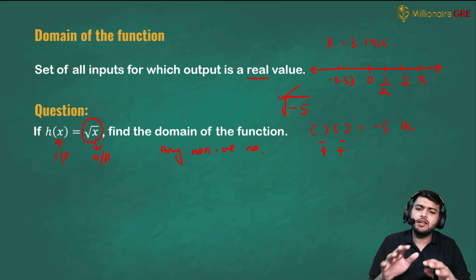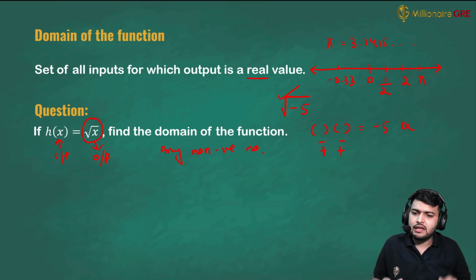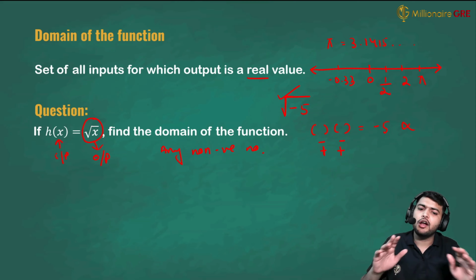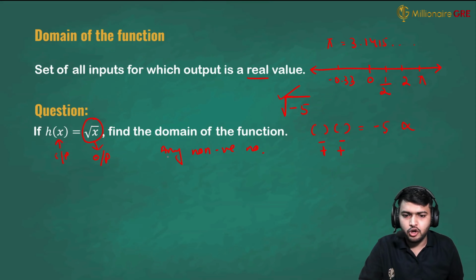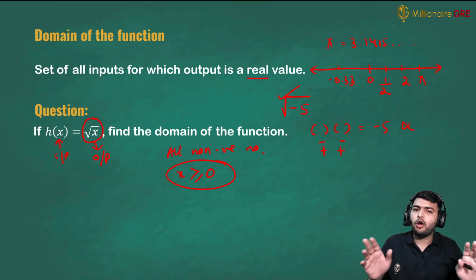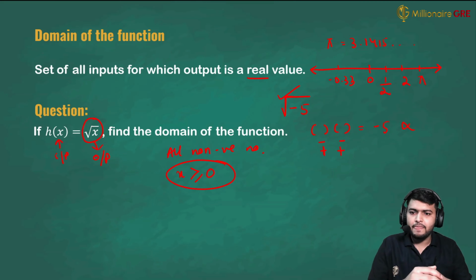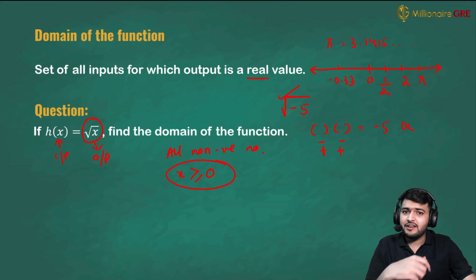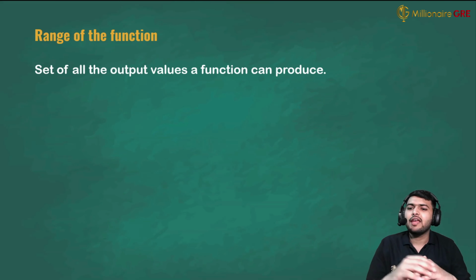So essentially here the domain is the set of all non-negative numbers. Your domain is any non-negative number, or all non-negative numbers. x can be greater than or equal to 0. Domain is the set of all non-negative numbers. I hope this is clear. Now we will discuss range.